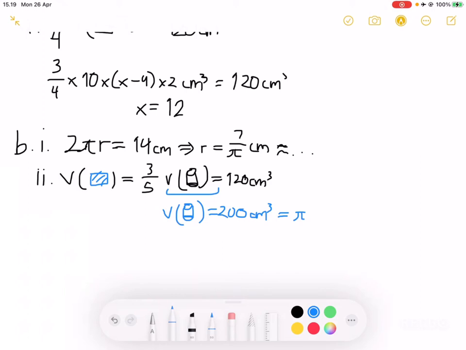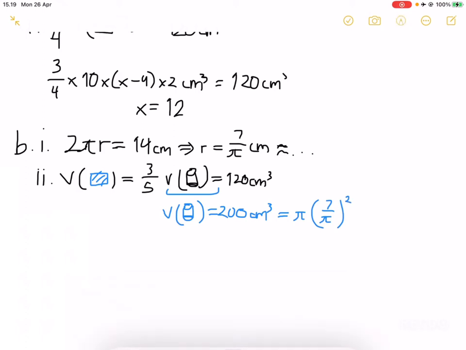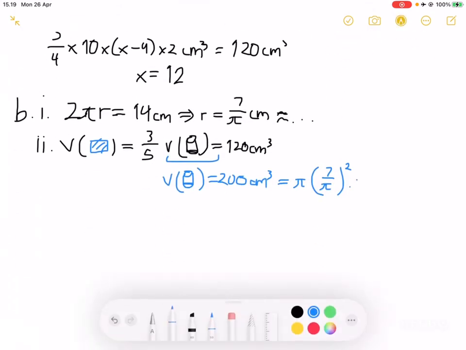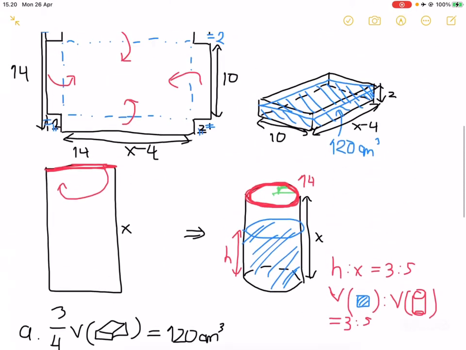We can also approach this in a different way by using the formula for the volume of a cylinder. Pi times r squared, which is 7 over pi squared, times the height of the cylinder, which is x, in centimeters cubed. Solving this, you'll get that x is equal to 200 pi over 49, and you can approximate this to 12.8 centimeters, correct to 3 significant figures.